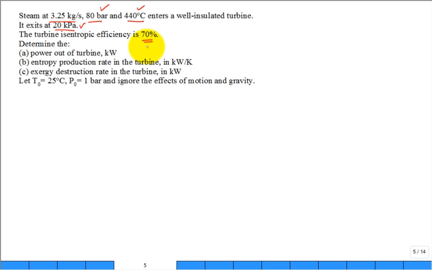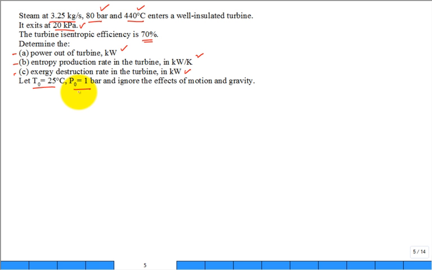So then you have part A, what is the power out of the turbine? Part B, what is the entropy production rate in the turbine? And part C, what is the exergy destruction rate in the turbine? 3 parts, and even they tell you what units. Do those units look pretty good for these questions? Kilowatts, kilowatts per Kelvin, and kilowatts? Sure. They give us the dead state temperature and pressure, ignored effects of motion and that.